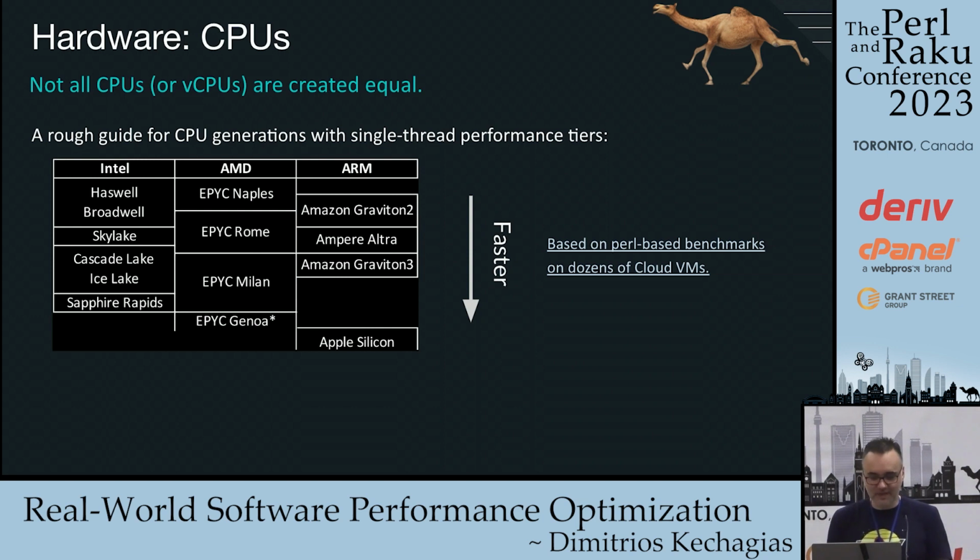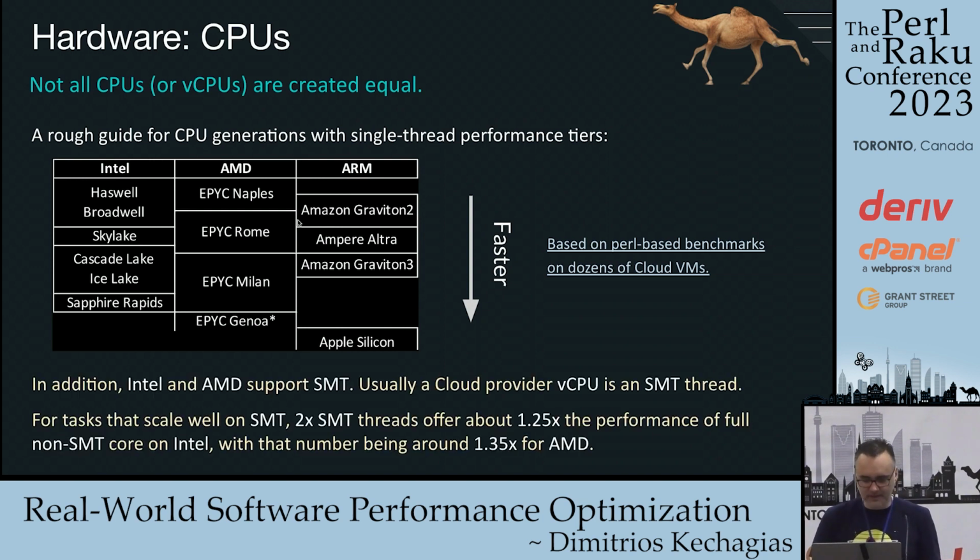I'm running out of time, and as a rough guide, I did a very big performance comparison over 10 providers with over 40 types of VMs to see which ones were good for our performance. And these are the generic tiers going from slower to faster.